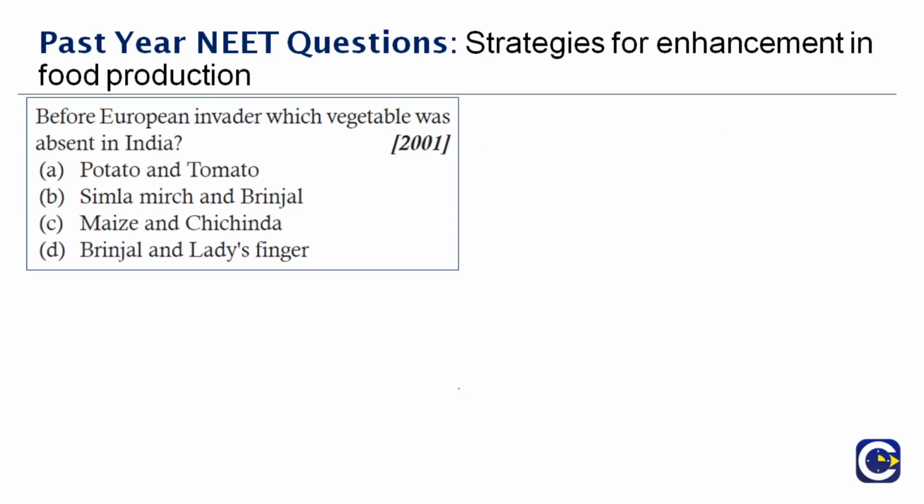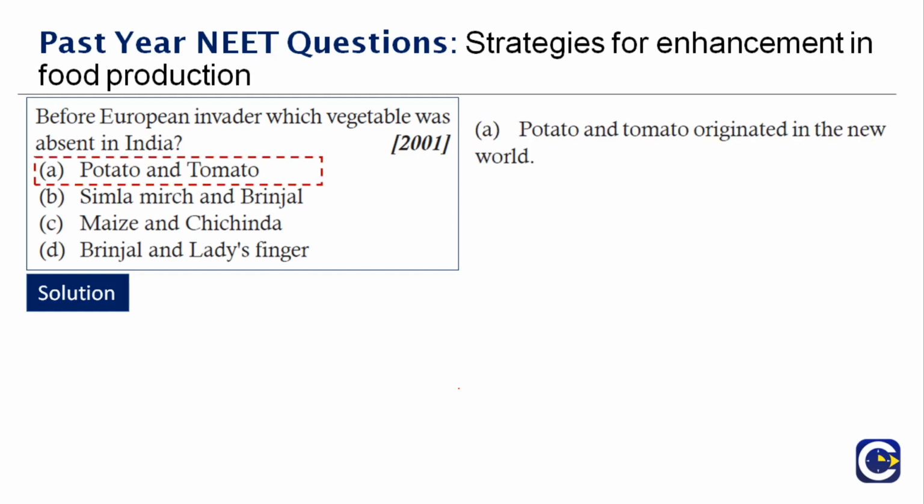Next question here. Before European invaders, which vegetable was absent in India? I think all of you would have known what the answer is. I already gave a clue in part 3. I told you there are some crops or vegetables which came from the New World. Yes, one is potato and the other is tomato. Before European invaders, the vegetables absent in India were tomato and potato. That's why they are called English vegetables. The right answer to this question is option A.